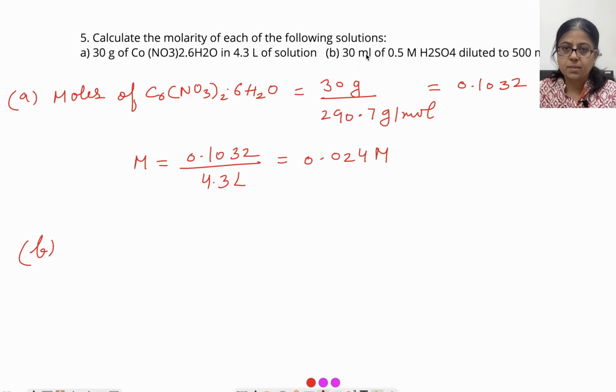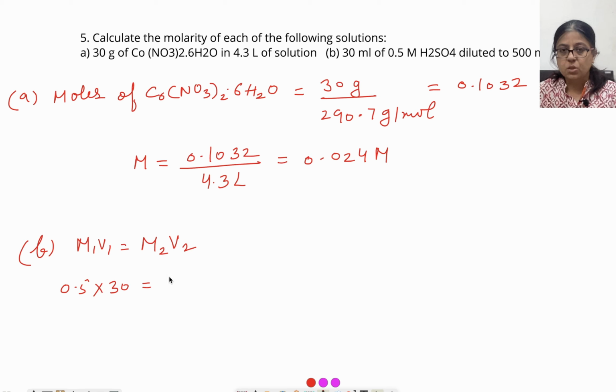The second part can be calculated as follows. See here what is given in the question: 30 ml of 0.5 molar H2SO4 diluted to 500 ml. If a component is diluted to another volume, we have to apply the molarity equation to get the molarity of the new solution formed after dilution. So it will be M1V1 is equal to M2V2. M1 is the molarity of H2SO4, that is 0.5, and V1 is 30 ml of the solution.